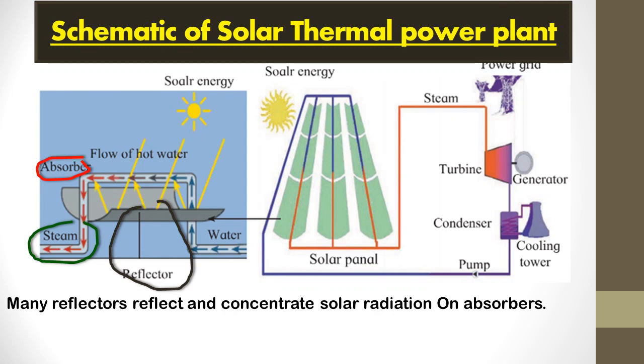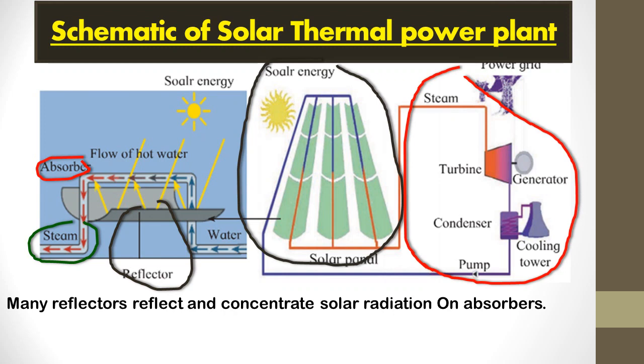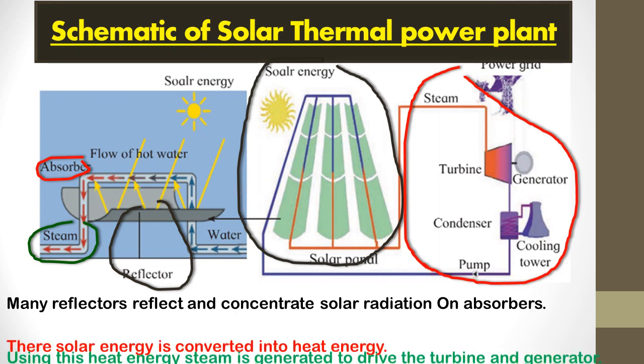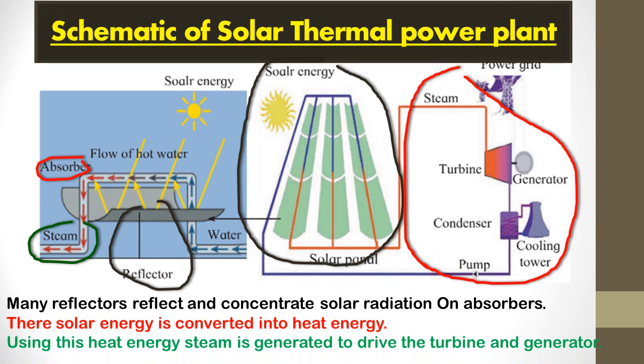You can observe here the flow of hot water, which will be converted into steam, and that steam, or thermal energy, is used to drive the turbine and generator system. So the solar panels are connected, and then the steam turbine generator system is there to produce electricity. Solar energy is converted into heat energy, and using this heat energy, steam is generated to drive the turbine and generator, and then electricity is generated.